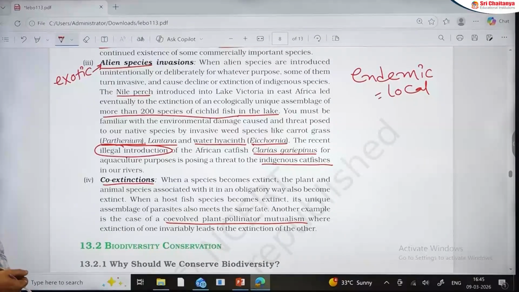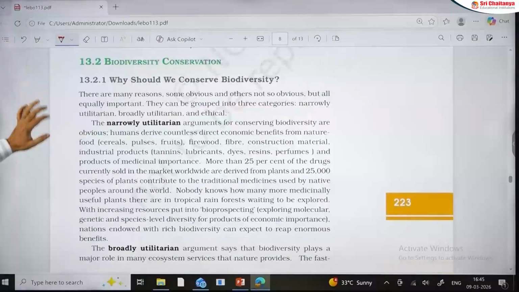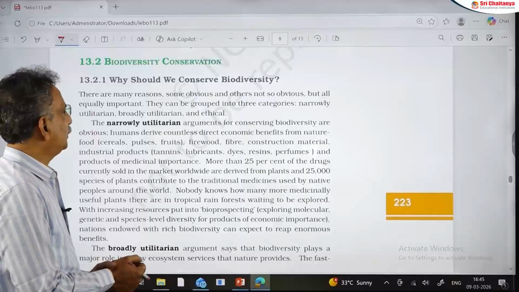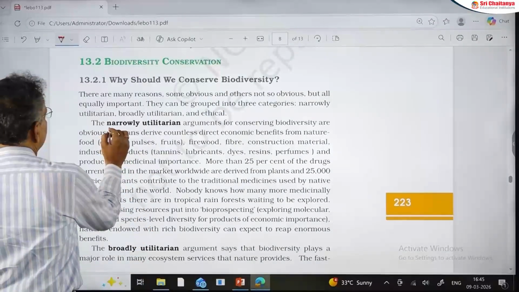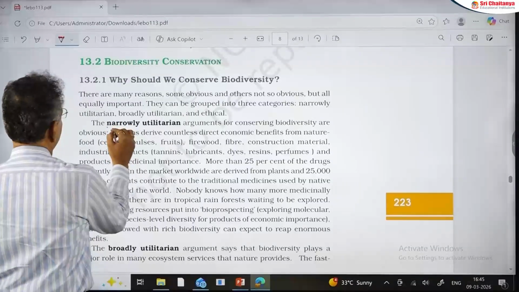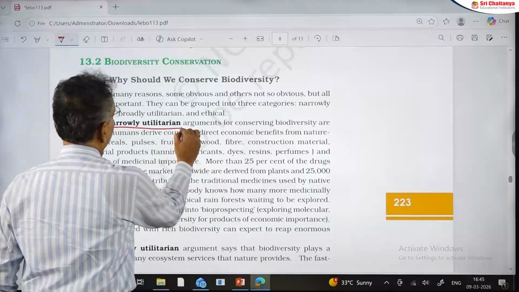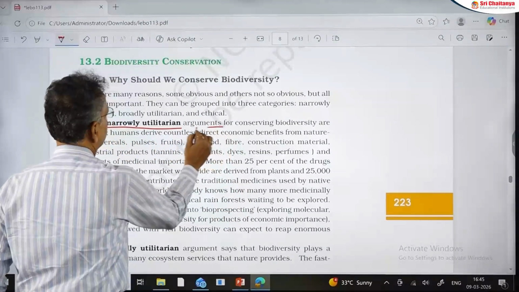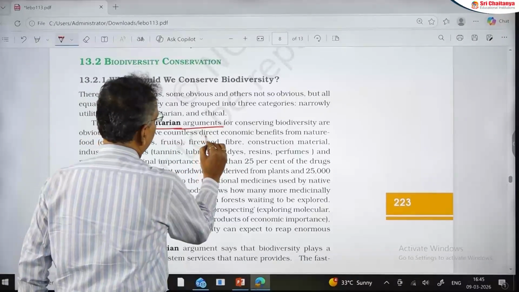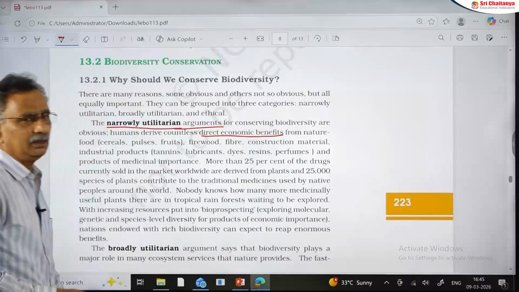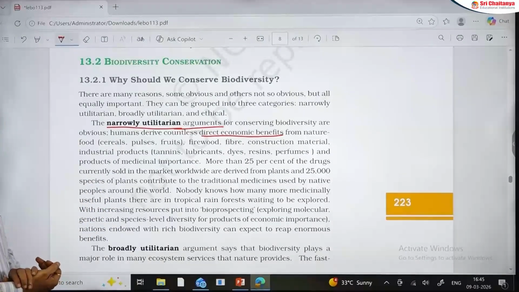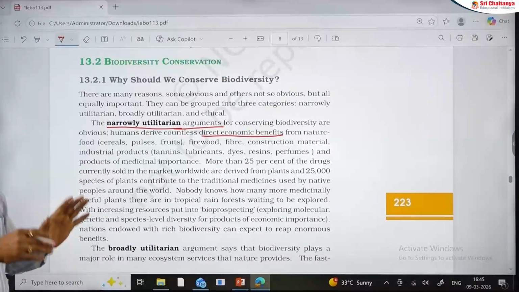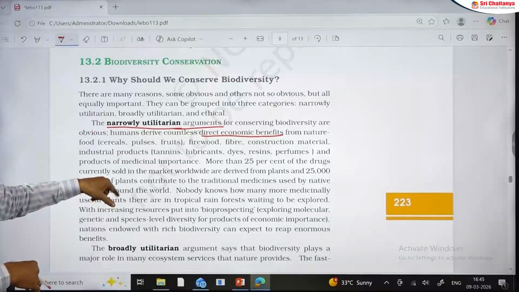Since this much has happened, automatically we have to conserve, that's the routine part. So conservation: why should we conserve biodiversity? Natural question. Because we are selfish people in a sense, because it's required for our survival. This is the narrowly utilitarian argument. It's only direct economic benefit. Anything you can take from nature is a narrowly utilitarian argument only. Whatever number of examples you can give, that's why I am not listing them here.